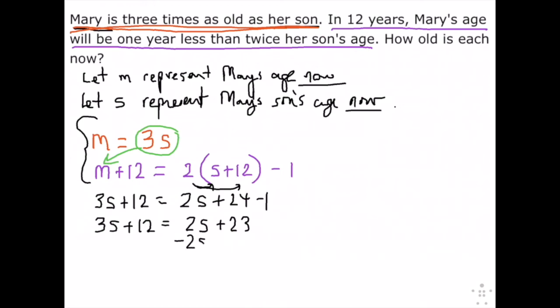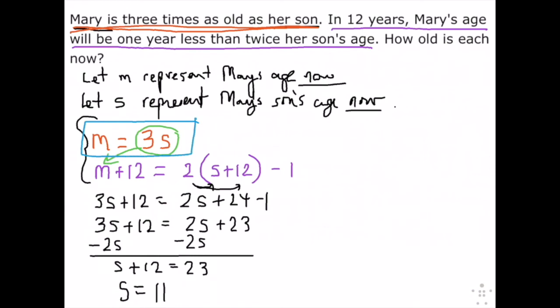I could subtract 2S from both sides, and I get S plus 12 equals 23. And then I could subtract 12 from both sides, and I get S equals 11. And now I need to substitute in and find M. Well, clearly, right here, this is the easiest one to substitute in. And I get M equals 3 times S. M equals 33. So now I can write my answer, right?